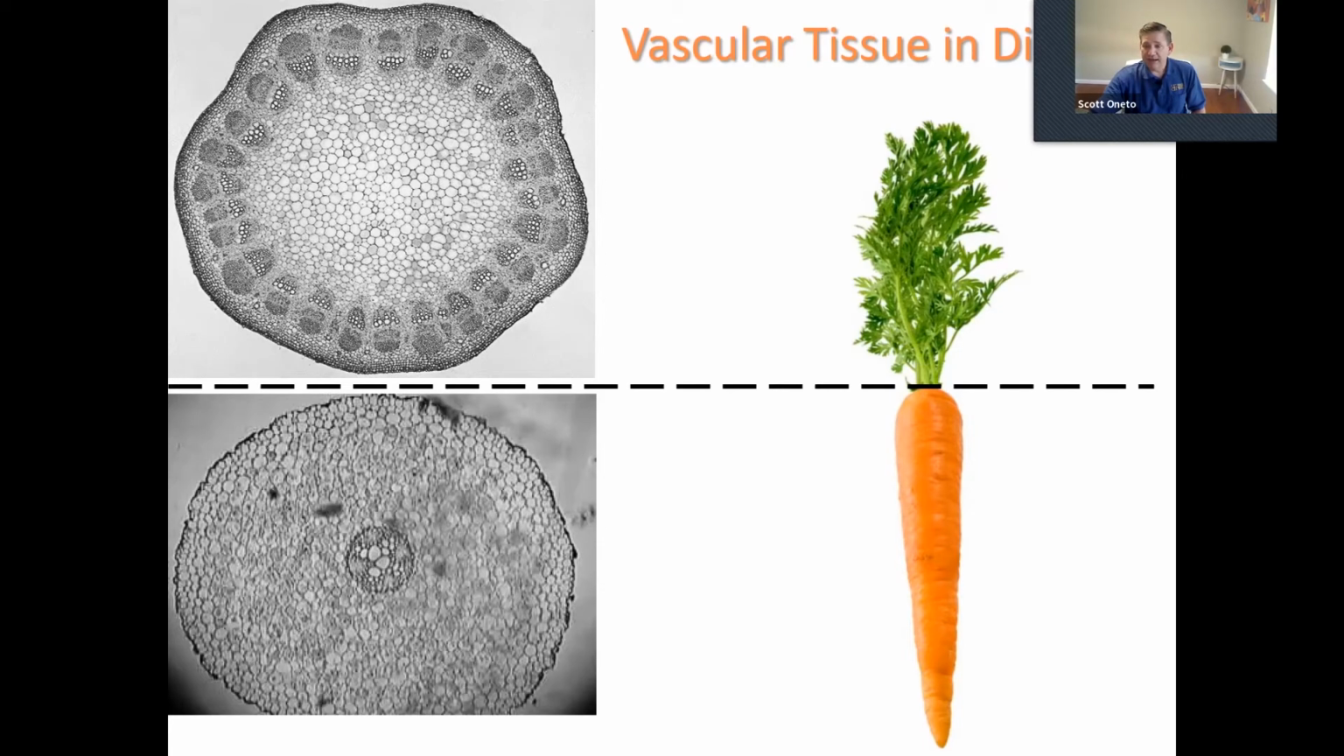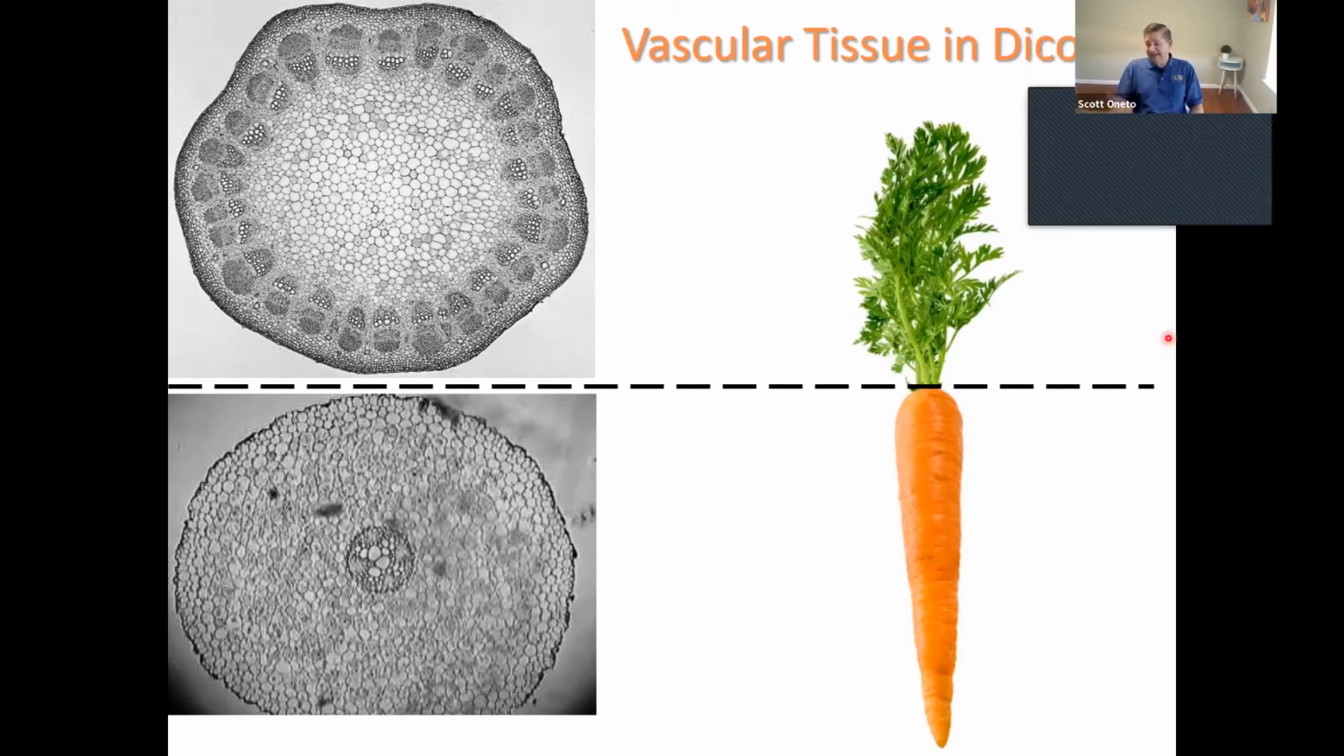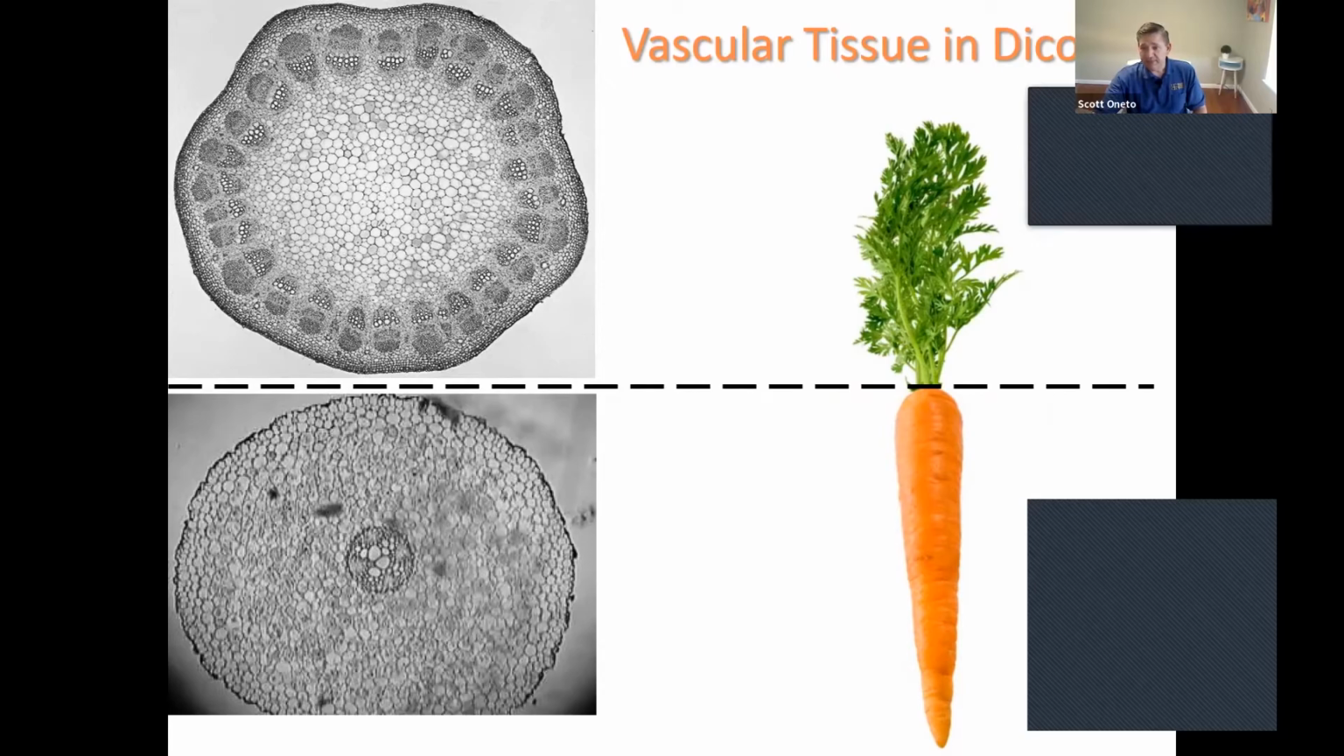And so this, of course, is a carrot. Everybody's familiar with a carrot. And of course, we know the roots from the shoots or above ground portions of the plant. And so I have a dotted line here right across from where the roots meet the shoots. And off to the left here is a picture of what the cellular breakdown would look like in this plant.